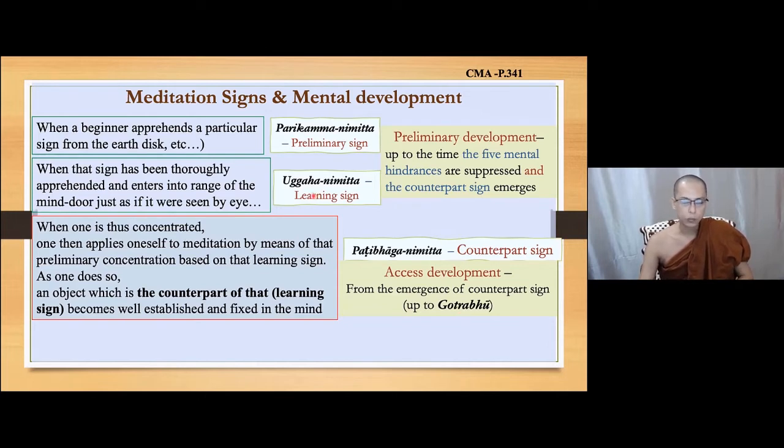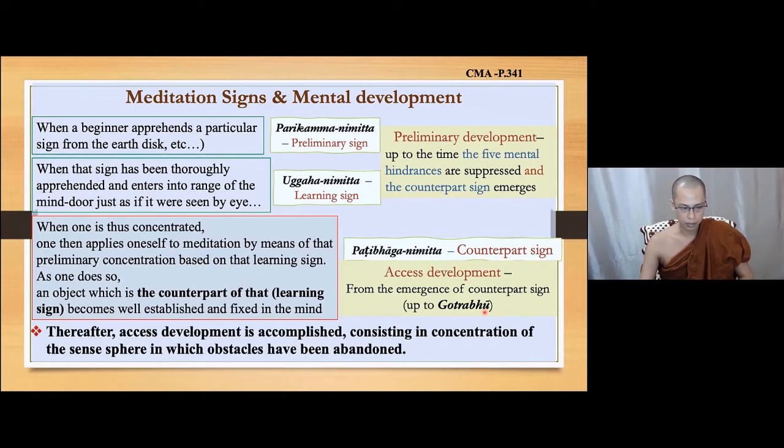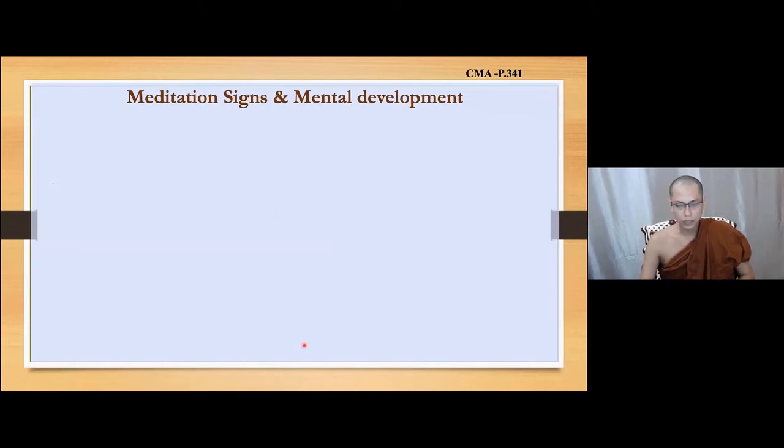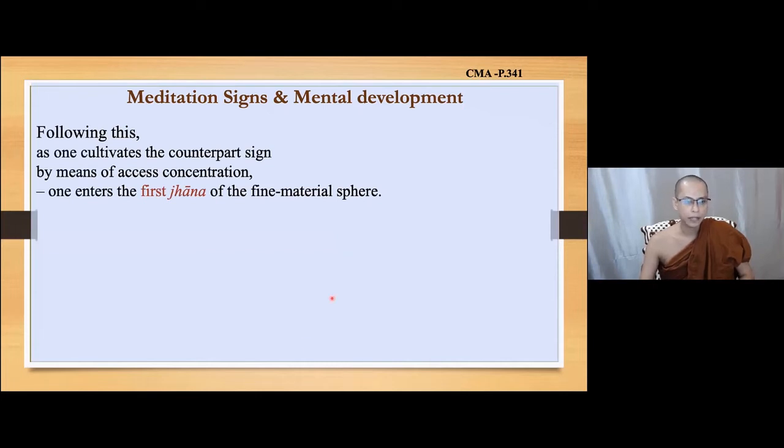In this way, we can understand the three stages of meditation, three types of meditation sign and three stages of mental development. So here are only two stages: preliminary development and access development, up to the Gotrabhu consciousness. Thereafter, the access development is accomplished, and at that time he needs to focus on the counterpart sign again and again, maintaining that level of concentration. This is practicing the access concentration.